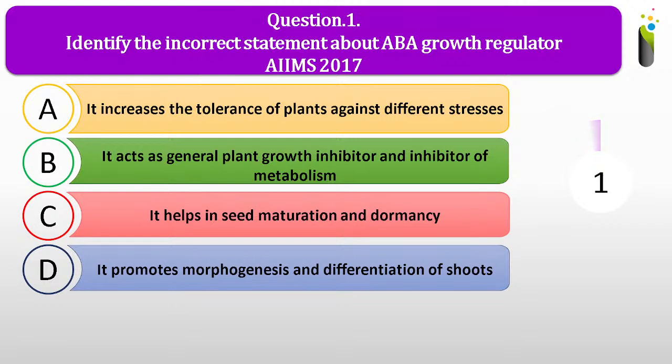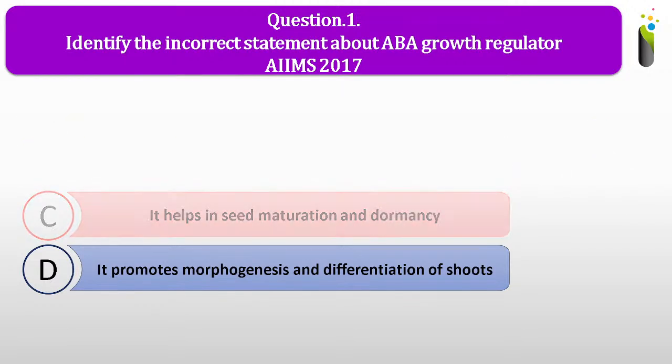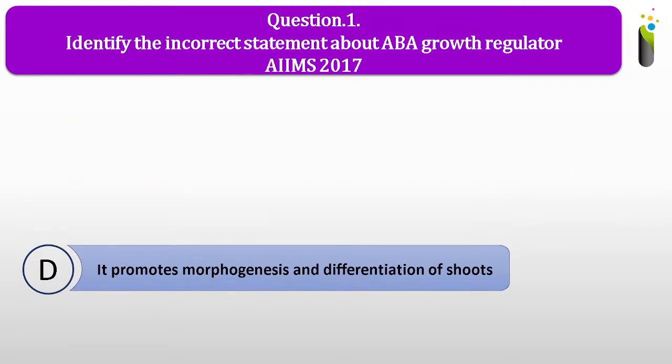So what's the answer for this question? Come on. So the answer is, the wrong statement here is, it promotes morphogenesis and differentiation of shoots. This is certainly an incorrect statement, a wrong statement, because it's all about the abscisic acid as a growth regulator.